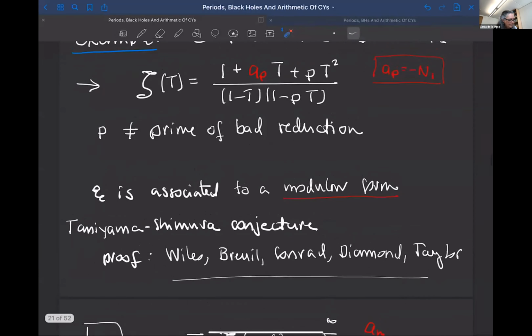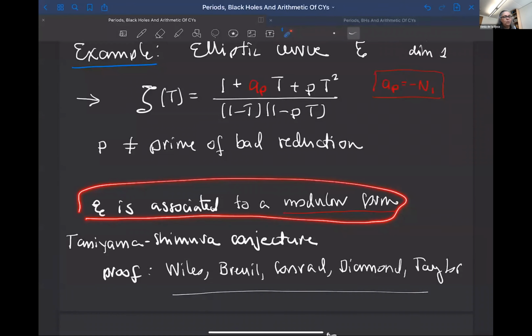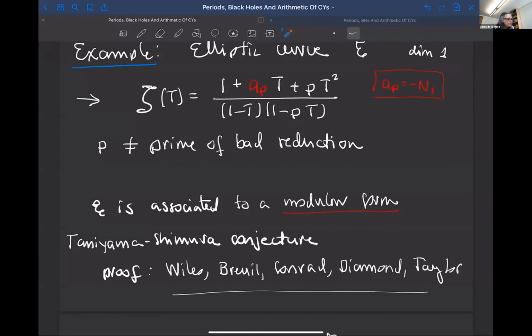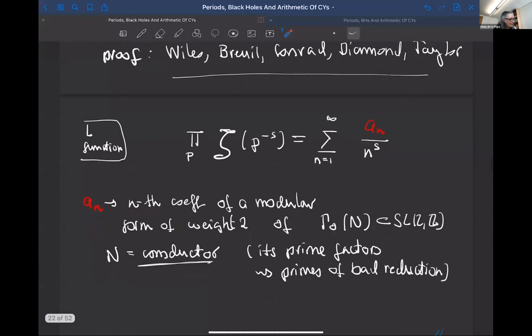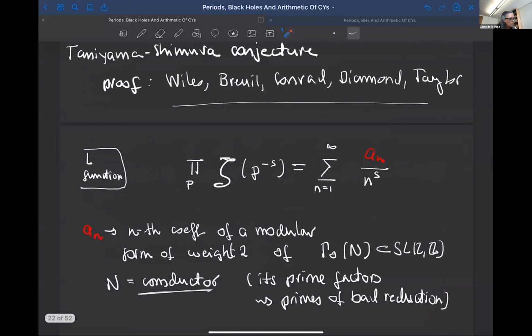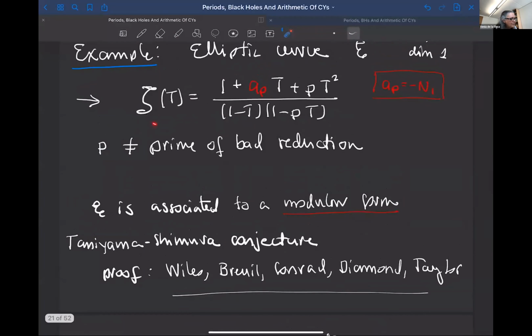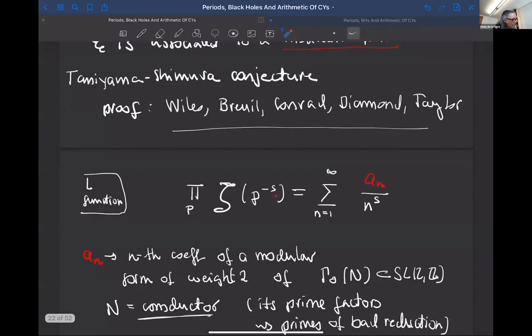A very important fact is that the elliptic curves are all associated to modular forms. This has to do with the Taniyama-Shimura conjecture proven by Wiles, Breuil, Conrad, Diamond, and Taylor. I can make a brief statement about this. You can consider again this local zeta function and evaluate it at T equal to p to the minus s, take the product of all the primes, and then you get a series. But now you have some coefficients here.